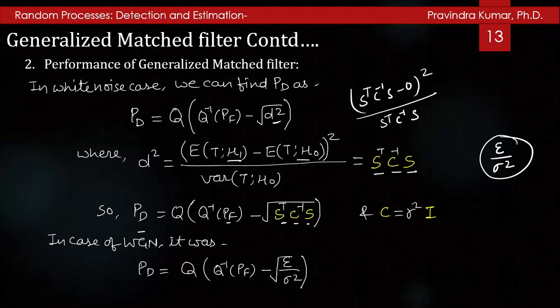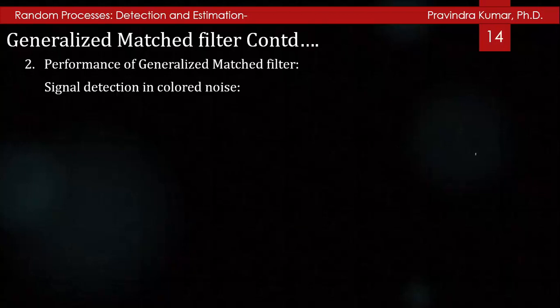So here you can see that for the white Gaussian noise case, the probability of detection was Q inverse of the probability of false alarm, and the deflection coefficient was epsilon by sigma square for the white noise case. Now, signal detection in colored noise. Now we can explain the design of signal for optimal detection performance under the correlated noise case.